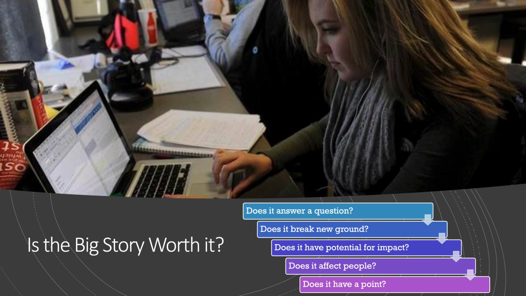So when you're asking whether this big story is worth it, is it going to have an impact in some way because of why you did this? How does it affect people? People are going to care about it because they see that what you're talking about is affecting them, and hopefully in a positive manner, because then they'll think, this person's really looking out for us.